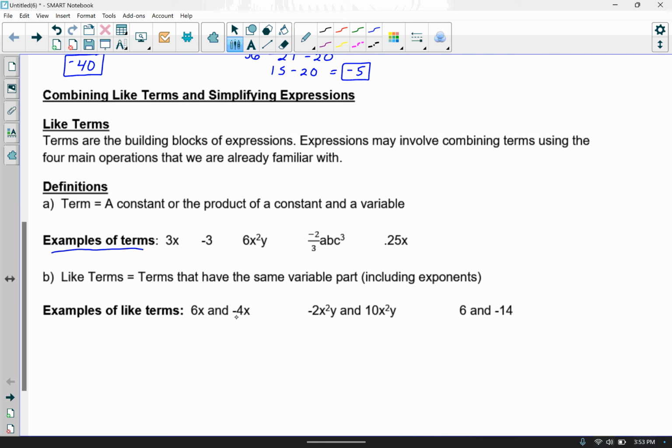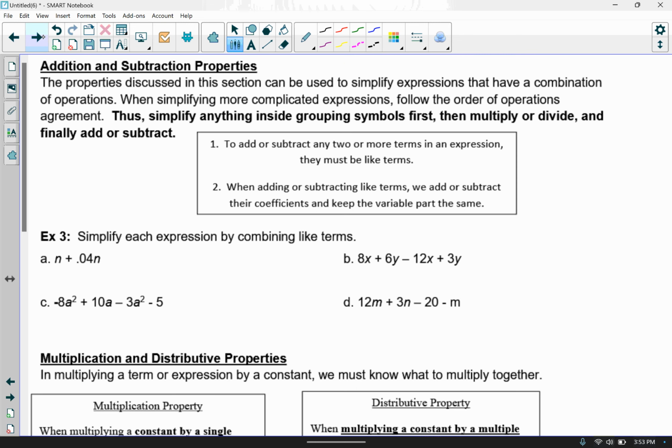So these are examples of like terms, 6x and -4x. The numbers do not matter, but the variable parts matter. So they're both x's. The next set, they're both x squared y's. So those are like terms. And then the last set are just numbers, so they're considered to be like terms. Okay. Let's flip it over then to the next page.